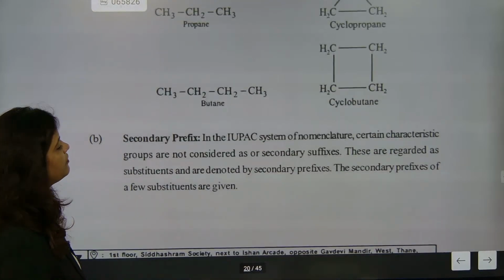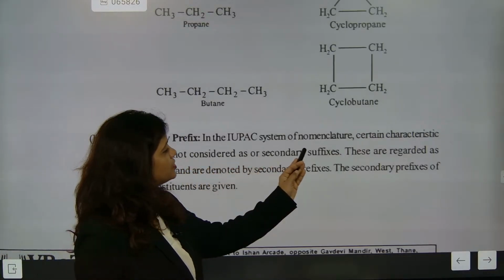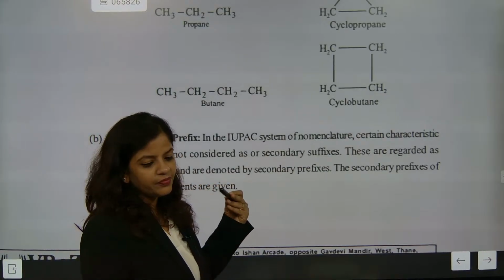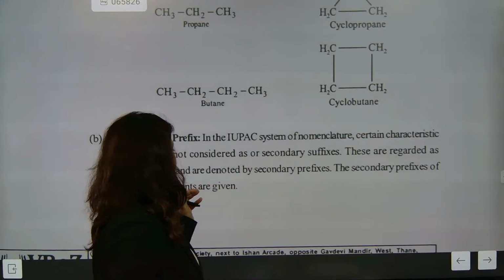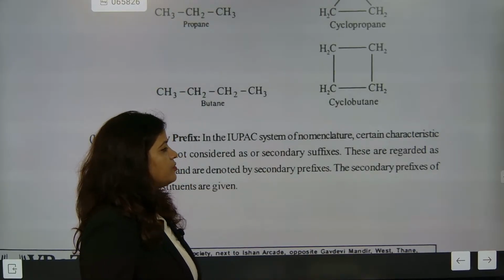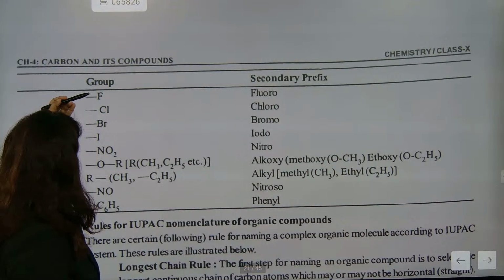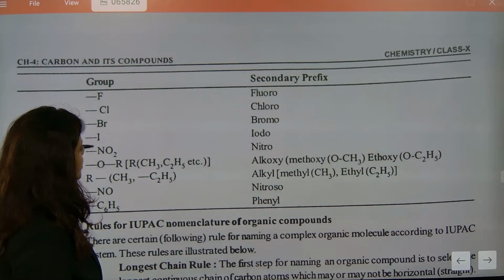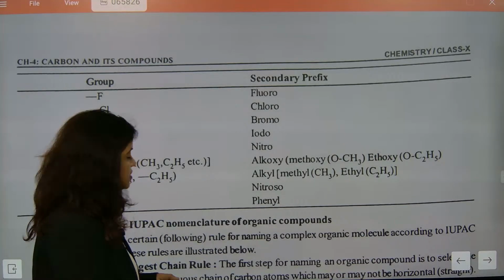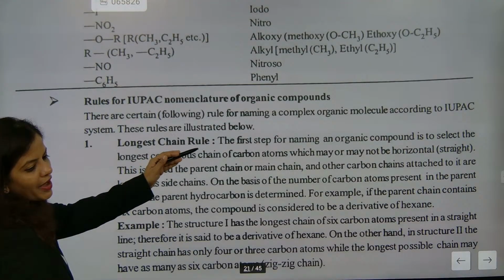Now we are going to check the secondary prefix. In the IUPAC system of nomenclature, secondary characteristics are regarded as substituents and are denoted by secondary prefixes. Let's see the secondary prefix section. Fluorine, chlorine, bromine, iodine, nitro: these will always be considered as secondary prefixes.